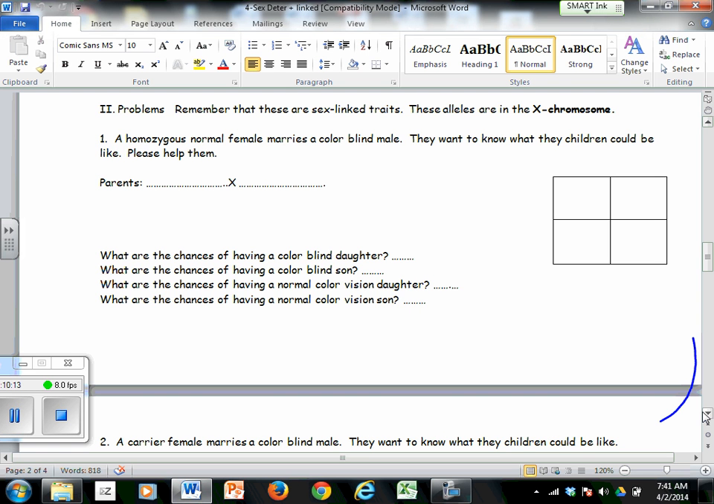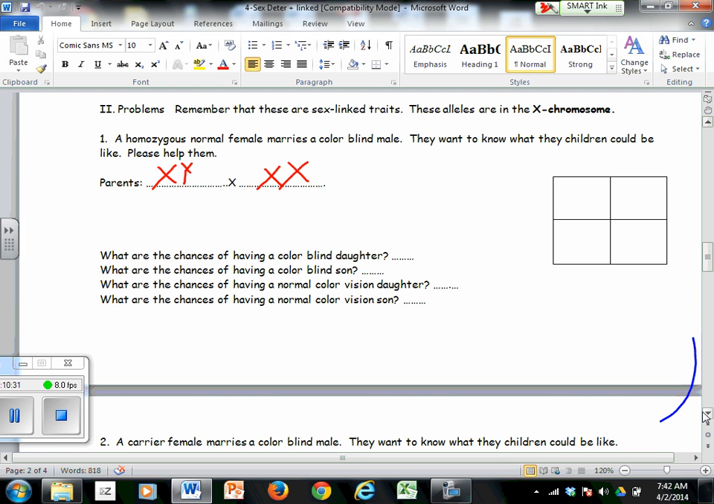So a homozygous normal female marries a colorblind male. They want to know what their children could be like. Please help them. So let's do the parents first. Right? We know that there's going to be a male and there's going to be a female. So that's the first step.